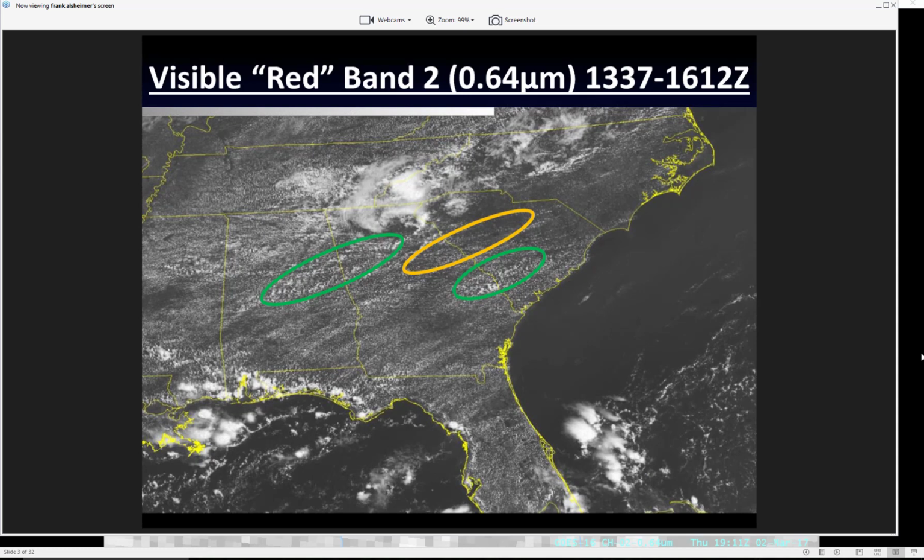We've got a little bit of a hint of some TCU in there even, and it's pretty good indication that this is probably going to be the first area to go for convection as we move into the afternoon. On the other hand, the area in the yellowish to orangish oval, there's a lot less activity going on.